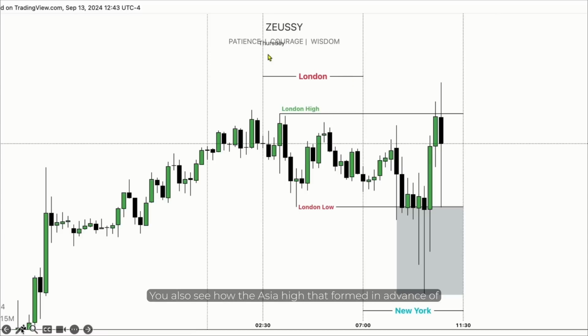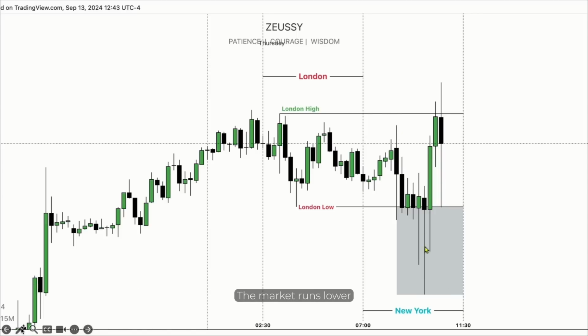Do you also see how the Asia high that formed in advance of the London high was not taken out right here? I did not annotate it, but you need to understand that in advance of 2:30, we of course have the Asia session. The Asia high formed right here, London high, and the short-term high which formed during the beginning of the New York session formed right here. We have multiple key highs engineered right here, and therefore that's engineered buy-side liquidity.